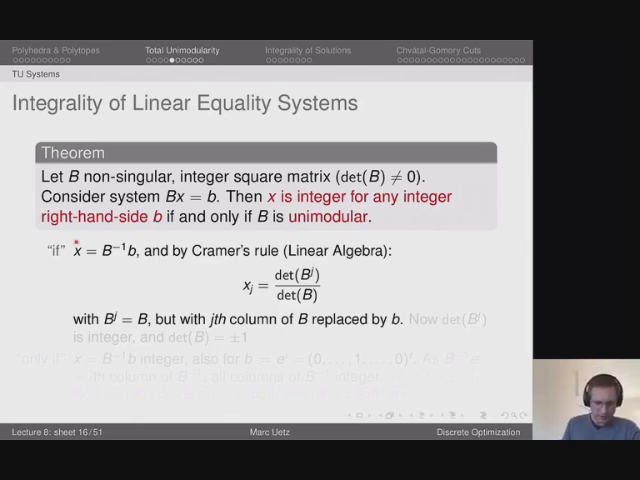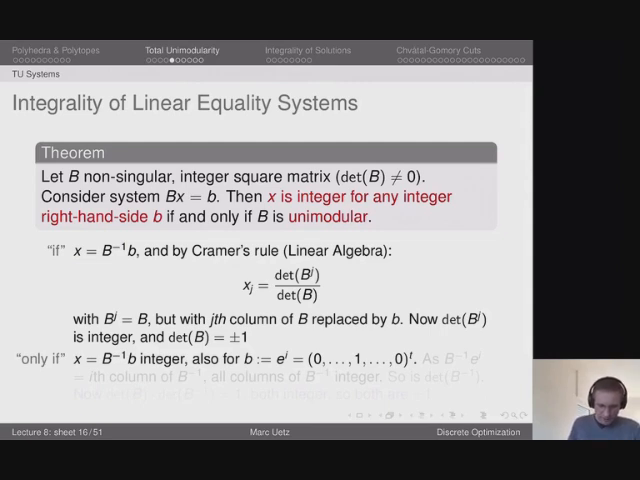Now I want to argue that this x is integer valued, so these fractions should be integers. We know that the determinant of B, the denominator, is plus or minus 1, and Bj is an integer matrix, so therefore its determinant will also be integer valued. So we get an integer value divided by plus or minus 1, which remains an integer value. So indeed, if B is unimodular and the right-hand side little b is integer valued, then the solution x is also integer valued. What about the other direction?